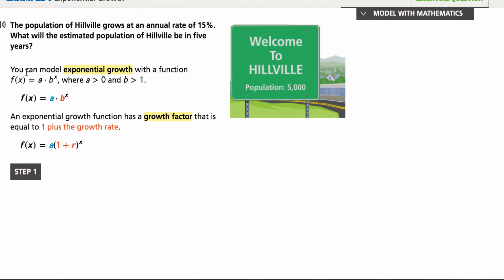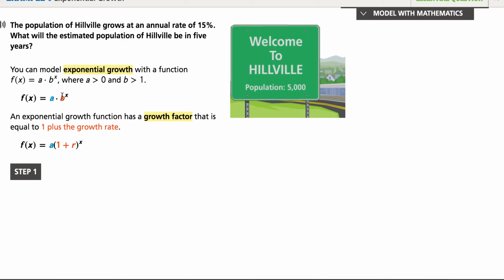Okay, let's see what the solution is telling us in this case. Pay attention to the exponential growth, to the vocabulary words. These are the new words for today. You can model exponential growth with a function f of x equals a times b to the power of x, where a, the initial amount, is always greater than 0, and b is greater than 1.